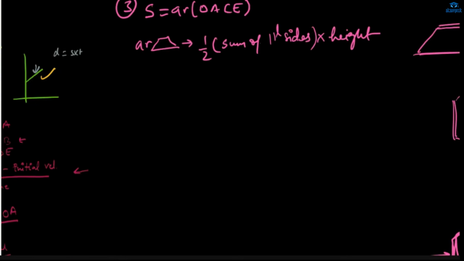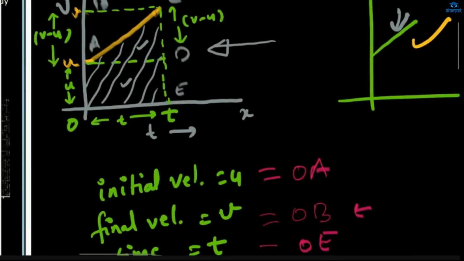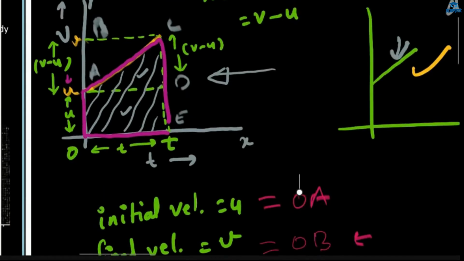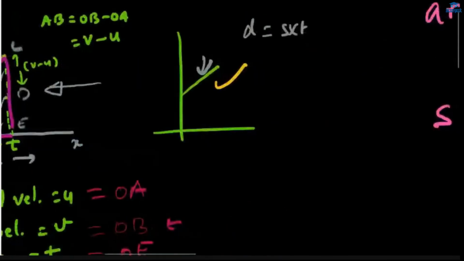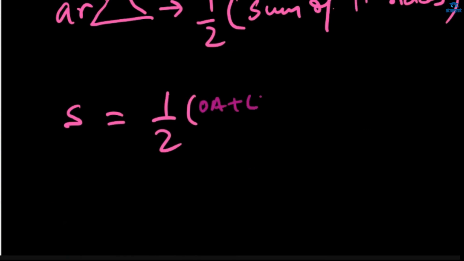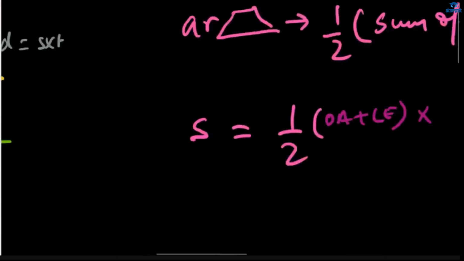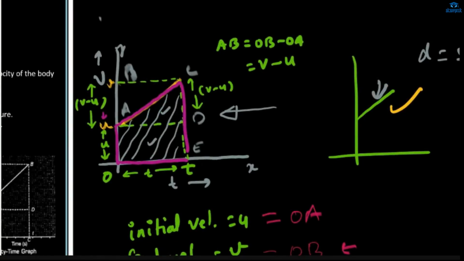Now for the third equation of motion, what will we do? Sum of parallel sides. What are the parallel sides in this trapezium? Ma'am, OU? No, don't say U, U is the initial velocity. Just A is the point. Name of the point. OA and C. Yes, OA and C. So OA plus CE into height. Height is what? OE. Yes. Razi, you get it?